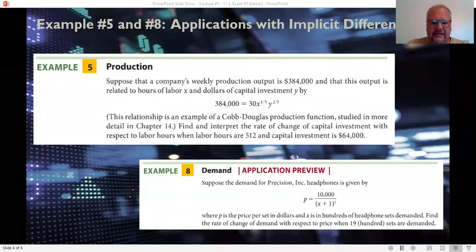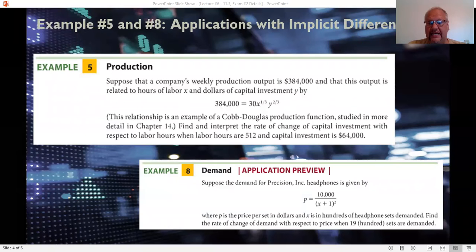The question is an application. It says, suppose the demand for precision ink headphones is given by this formula, where P is the price per set in dollars, and X is in hundreds of headphone sets demanded. Find the rate of change of demand with respect to price when 1,900 sets are demanded. Now remember, it says with respect to price. What that means is that this kind of looks like X equals, not Y equals.